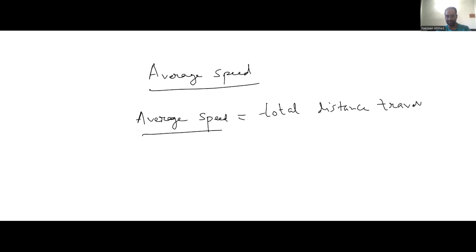Oh, my handwriting. Total distance traveled by total time taken. So this is the formula that you have to use for average speed, and you will see that this formula is useful whenever you get questions where the journey is broken into so many parts.